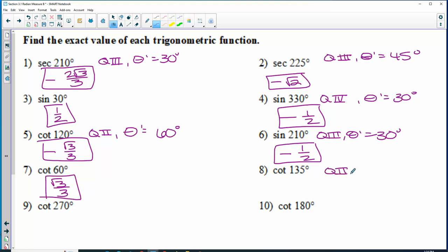135 is quadrant 2. Reference angle 45. In quadrant 2, sine is positive, so cotangent's negative. Tangent of 45 is 1, so cotangent is also 1.